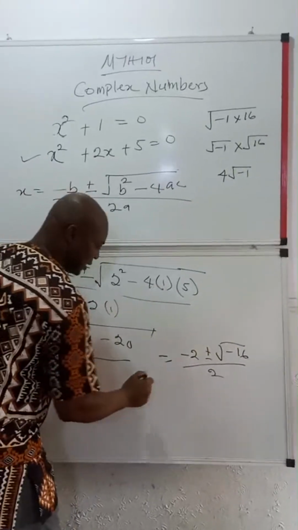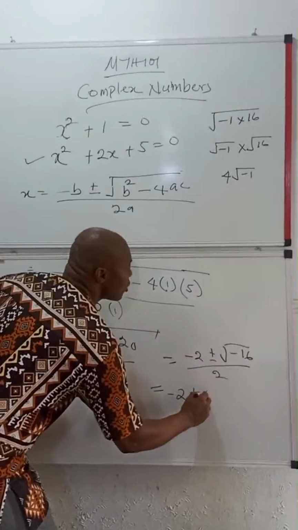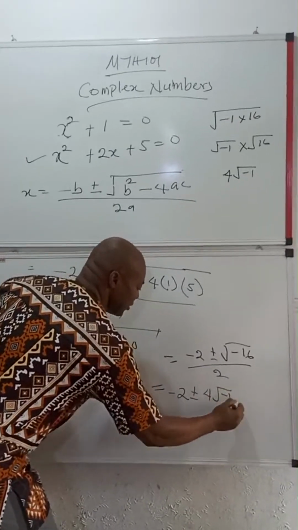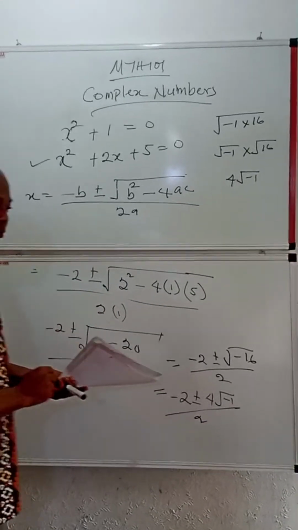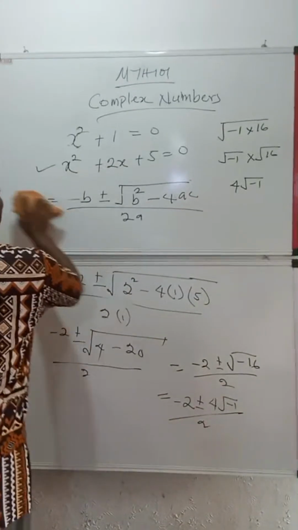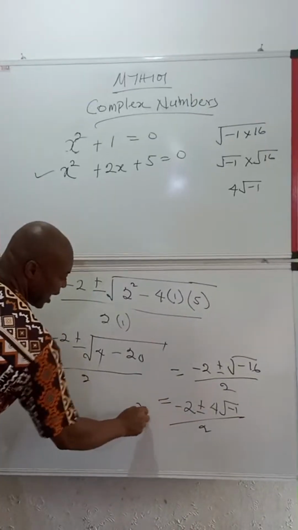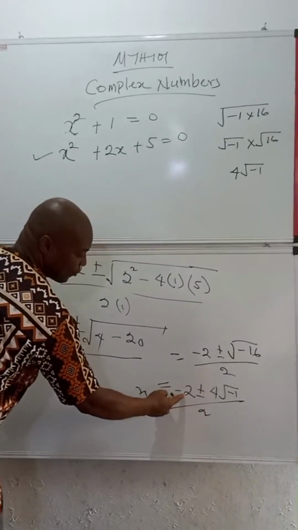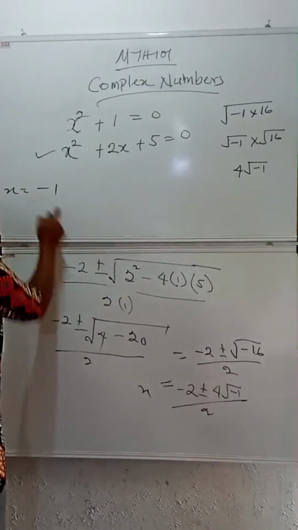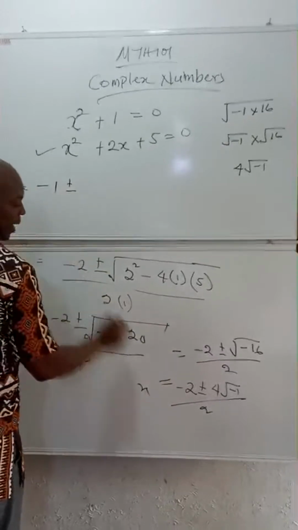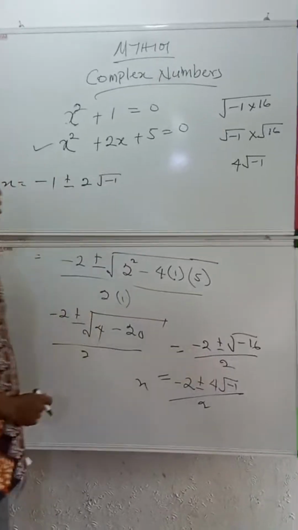Now, in place of this we can also write minus 2 plus or minus 4 times the square root of minus 1, everything all over 2. From here, you can see that everything is divisible by 2. 2 divided by 2 gives you 1, and 4 divided by 2 gives you 2. So x is equal to minus 1 plus or minus 2 times the square root of minus 1. This 2 is gone. This is what we have.